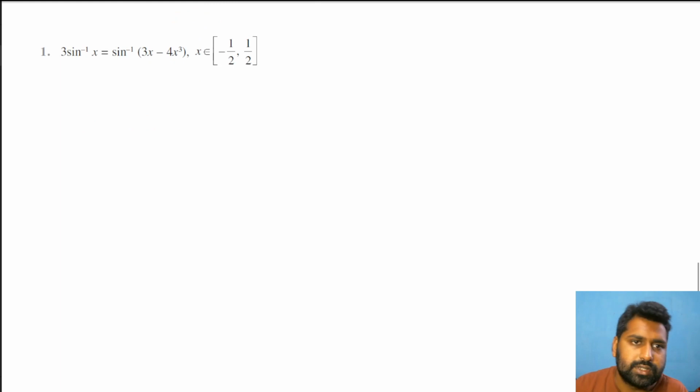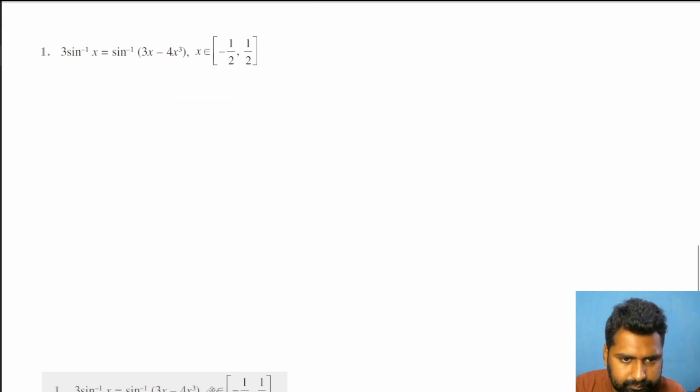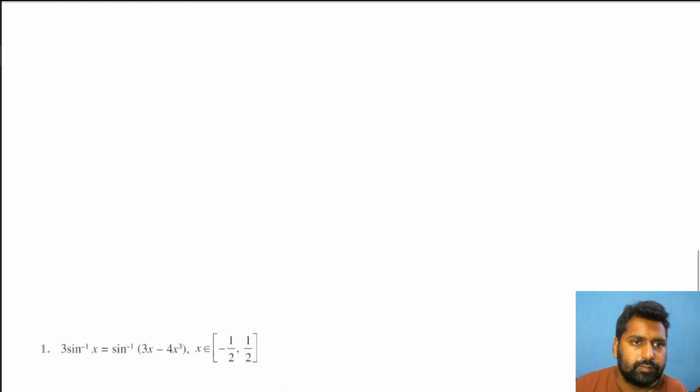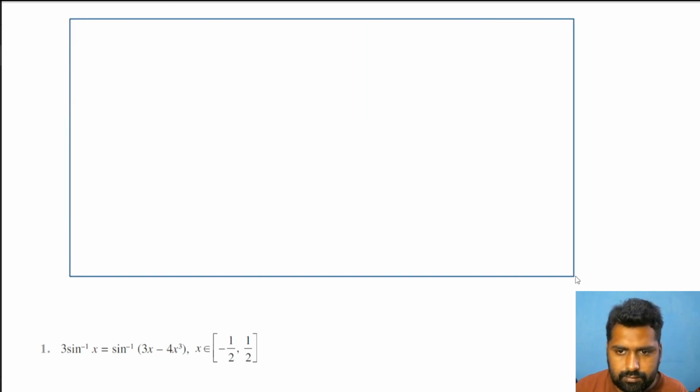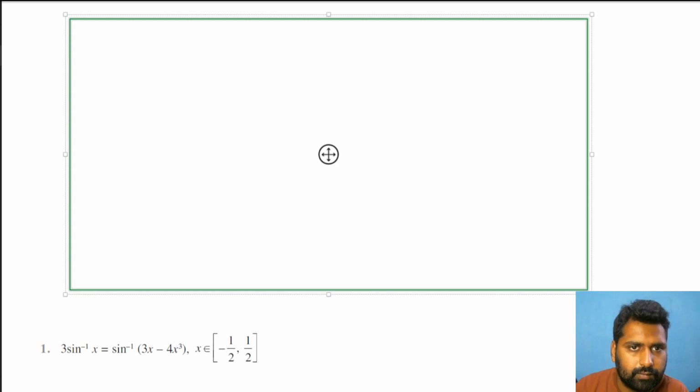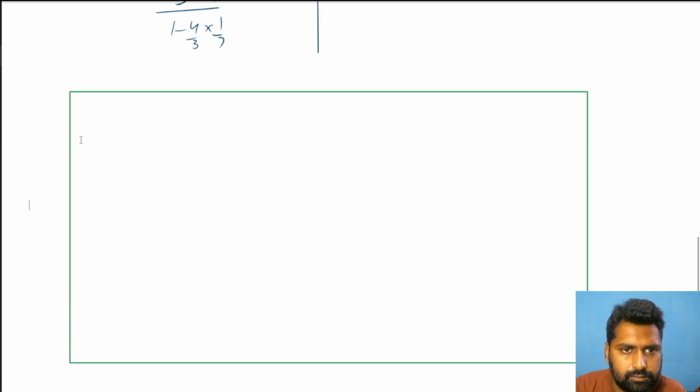Let's look at this question. I have to create a table for substitution also. Substitution.